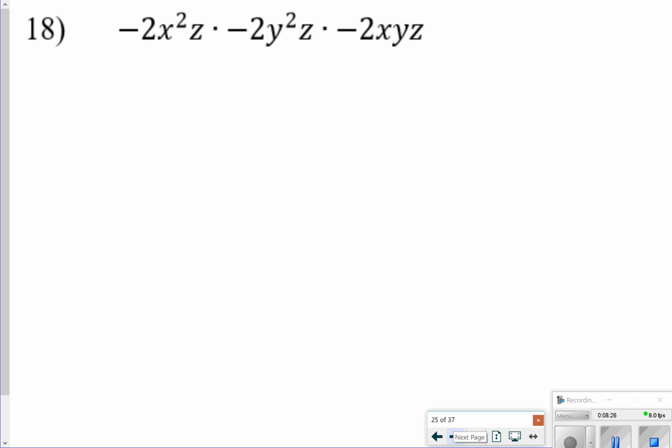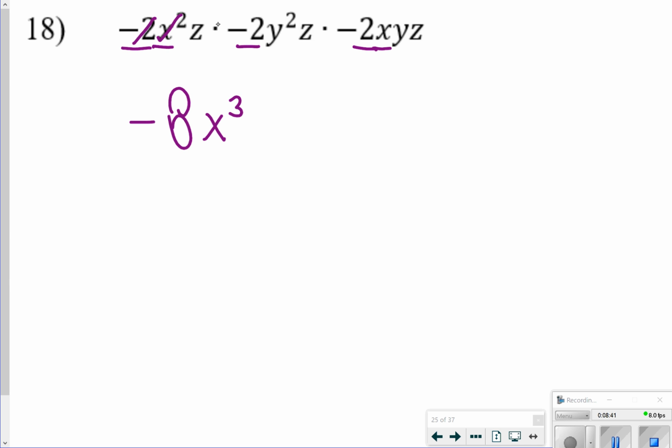For 18, we have a lot of things we can combine here. What I did first is combined my 2's. So negative 2 times negative 2 is 4. 4 times negative 2 is negative 8. And then I did x's. So I have x to the 2nd times another x. That'd be x to the 3rd.